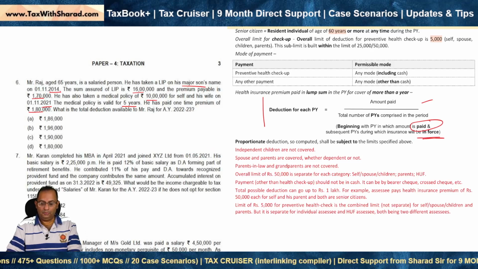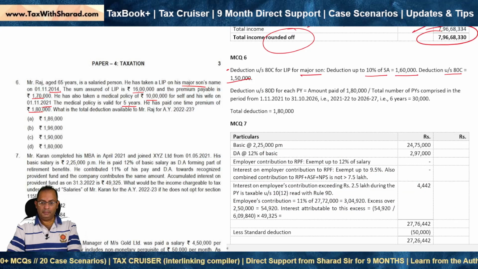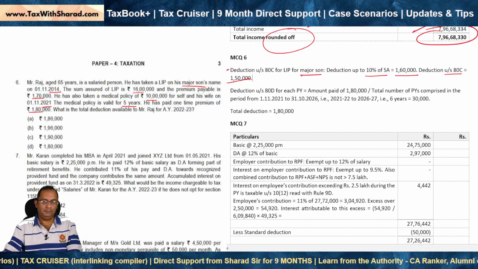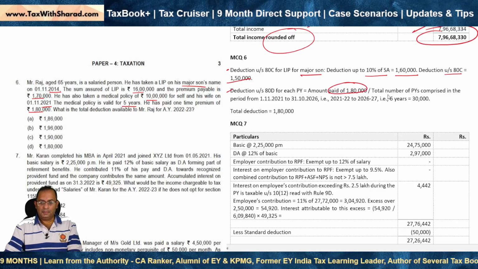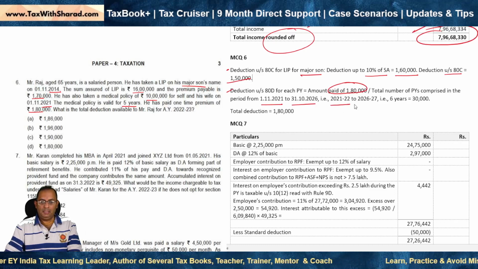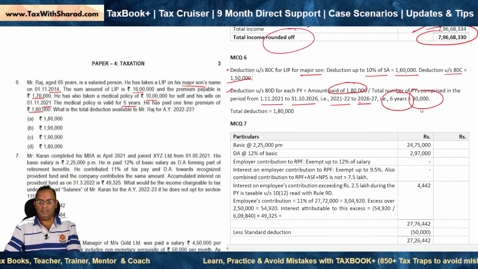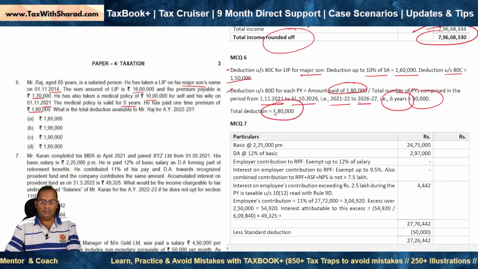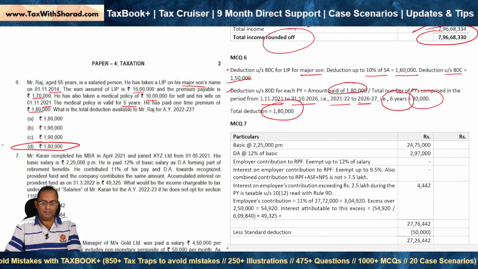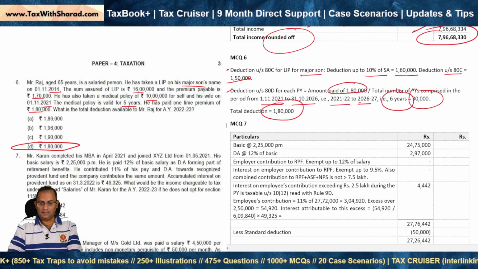Now here in this question we are told that the policy is valid for 5 years. So should it be distributed for 5 years? Let's see. Deduction under section 80D for each previous year will be amount paid of 1,80,000 divided by total number of previous years comprised in the period from 1st November 2021 to 31st October 2026, which means 21-22 previous year to 26-27 previous year, which is not 5 years, which is 6 years. So per year it comes to 30,000 and the total deduction comes to 1,80,000. So 1,80,000 is the correct answer in our case.